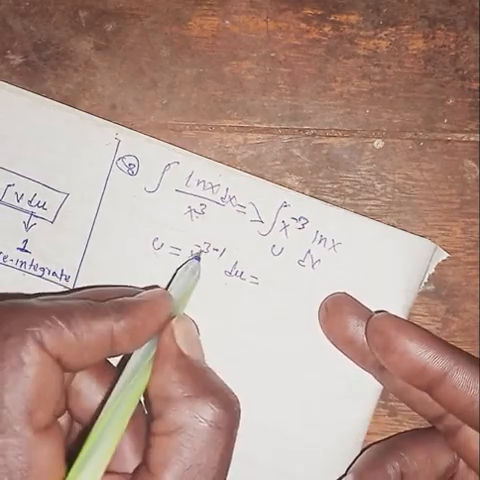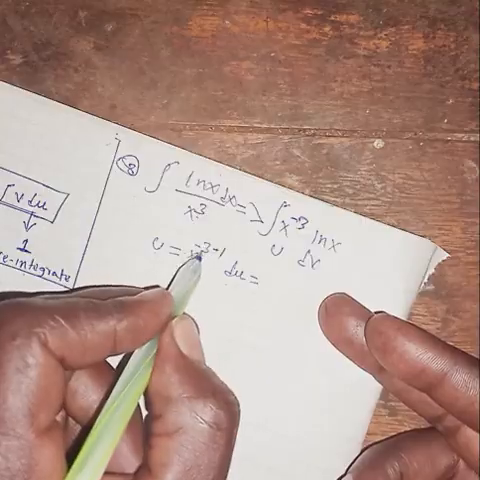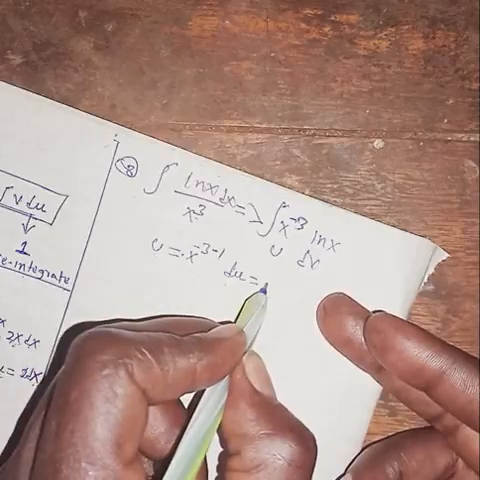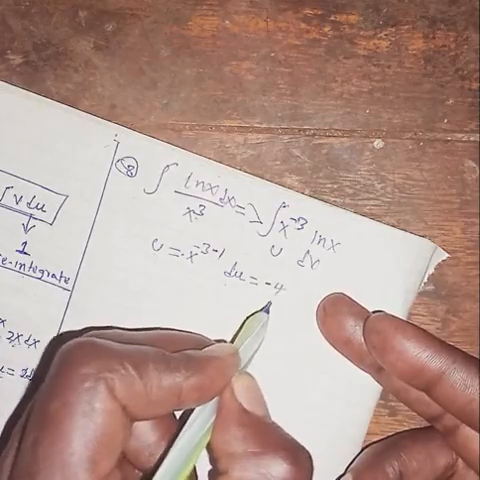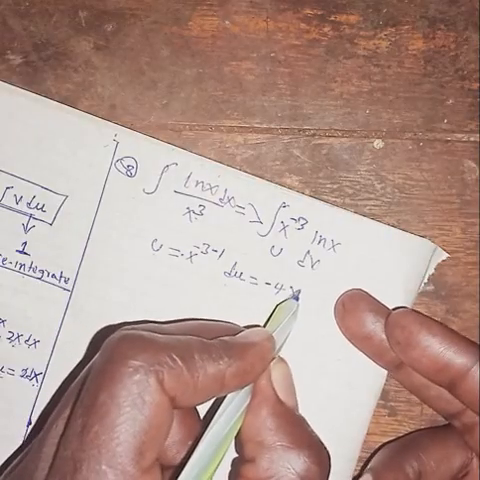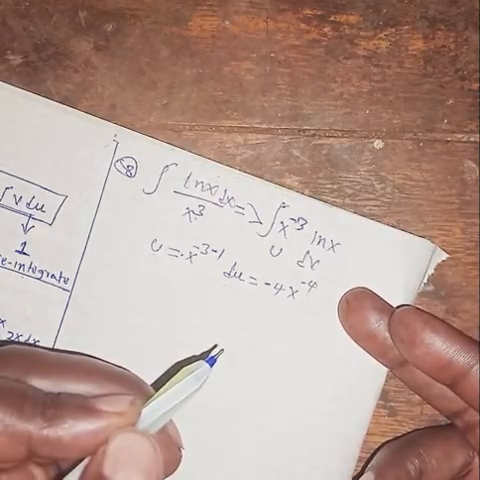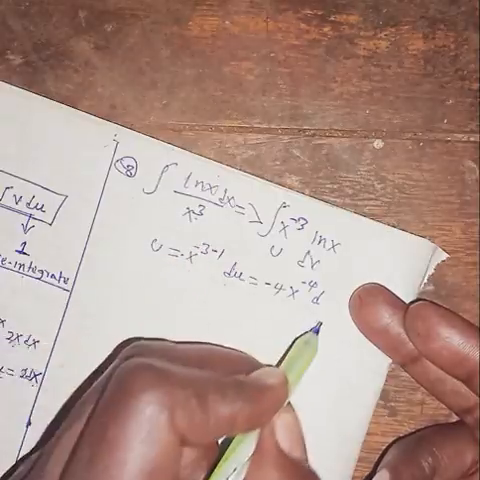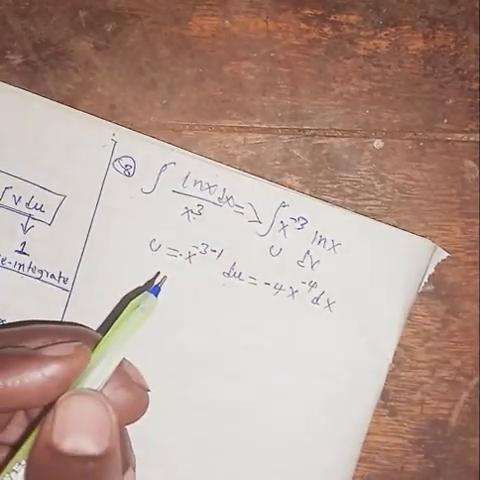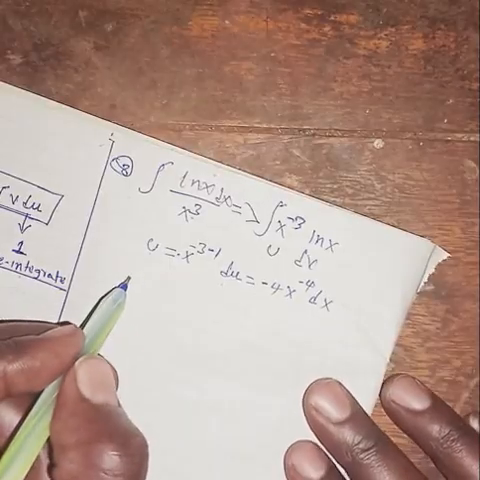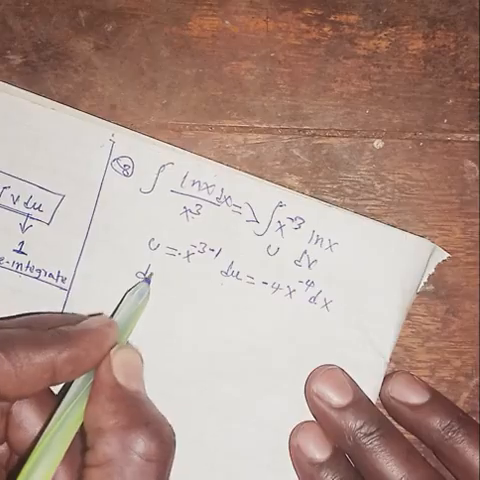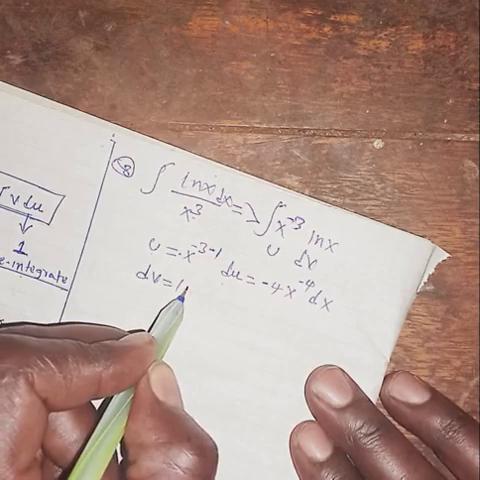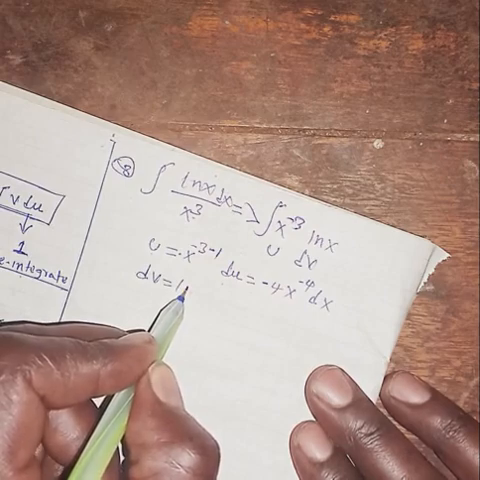So whatever you have got here, you bring it here. So it will be negative 4 x raised to negative 4 dx. Hope you are getting. So let us find du. Dv is just ln x.